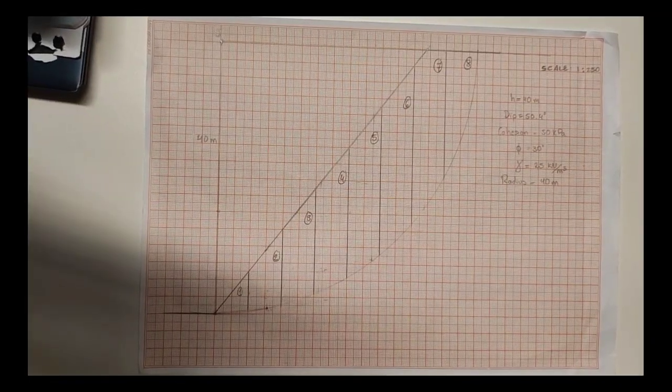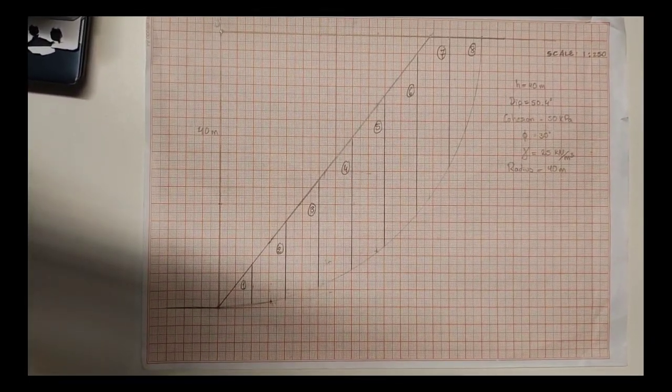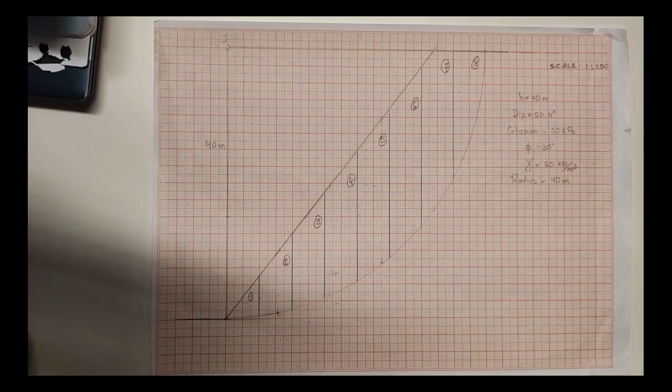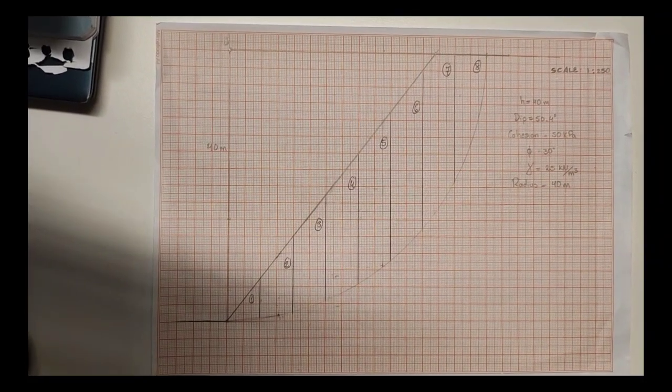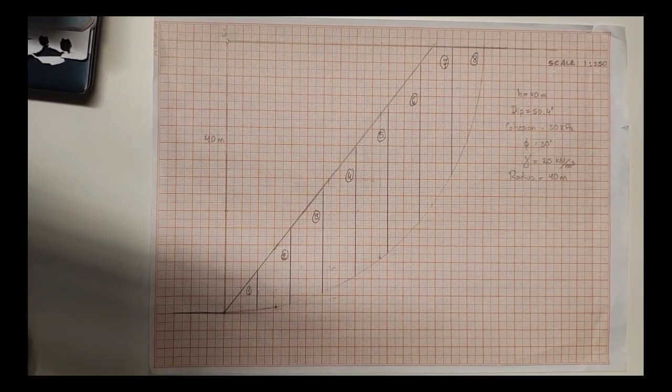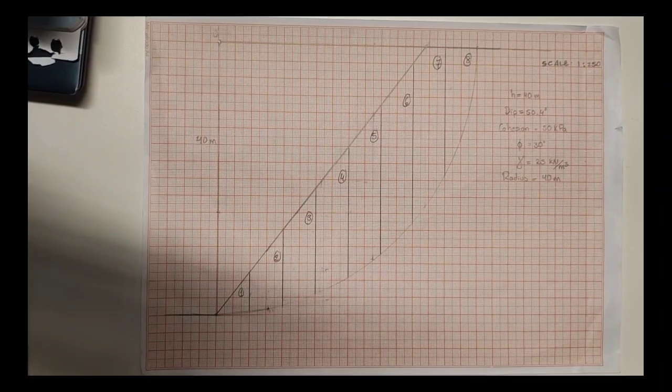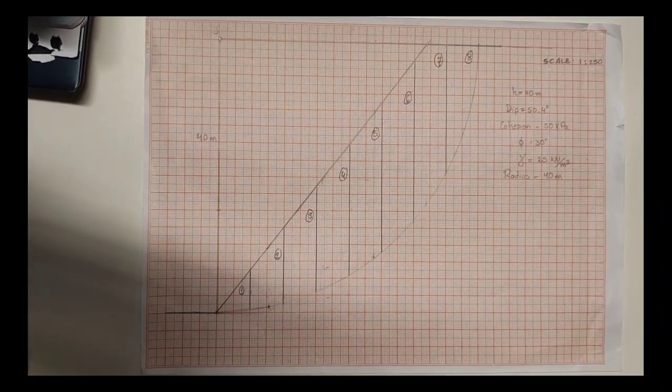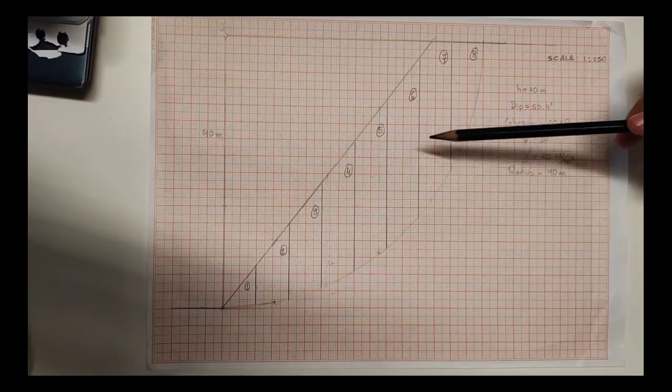Step 2. Divide the sliding area into slices. We divide the sliding area into slices. We recommend a minimum of 5 slices for greater accuracy. In our case, we used 8 slices, 2 centimeters in each one.